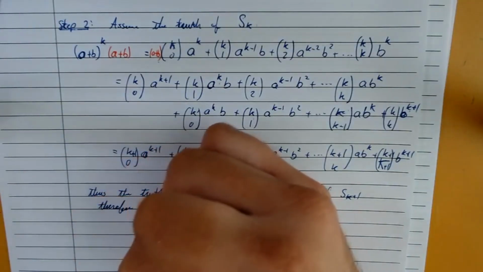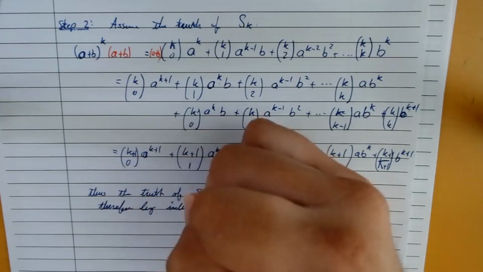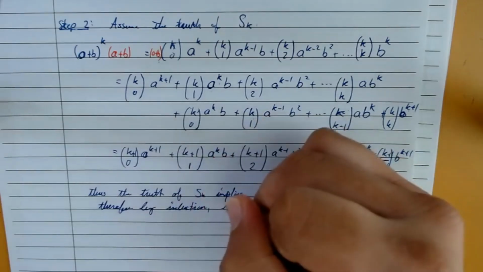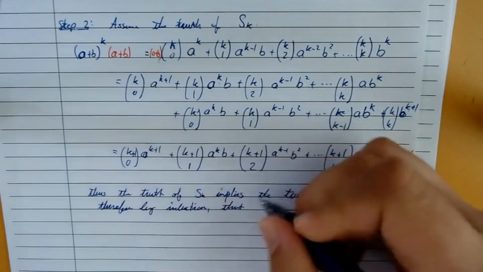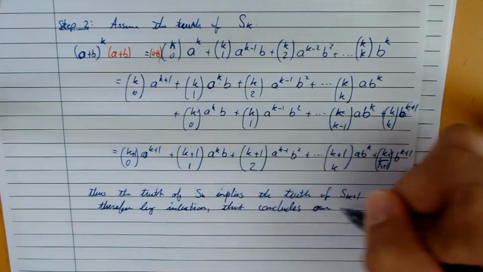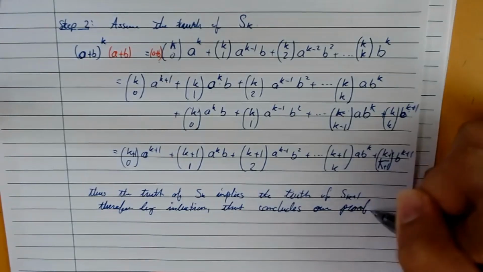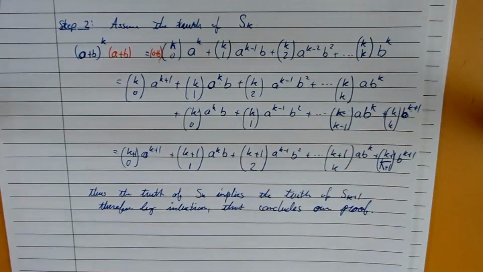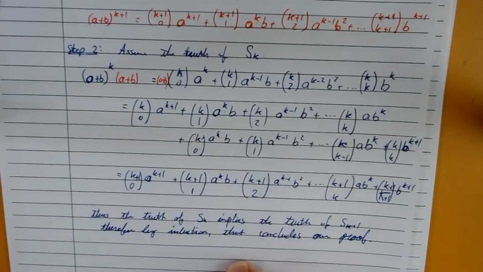Therefore, by induction, that concludes our proof. And that makes us happy. So let's take a look at some examples now of using this proof. Right? We've talked about the notation, we've given the statement of the theorem, and now we've proven it. So once you prove a theorem, you're free to use it for application.